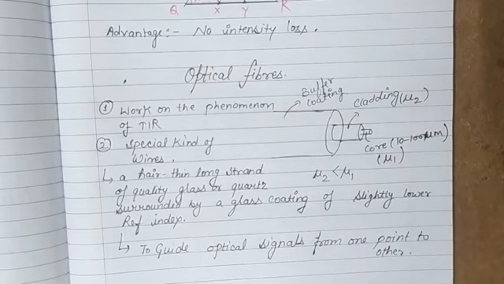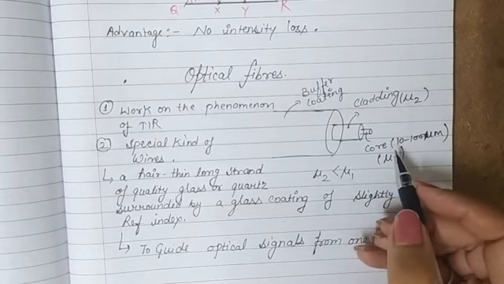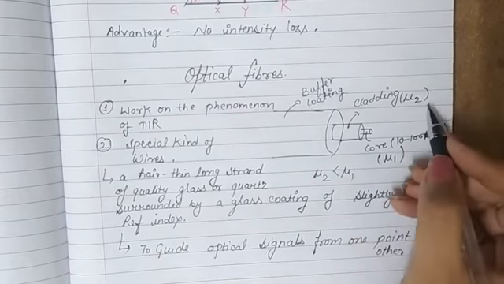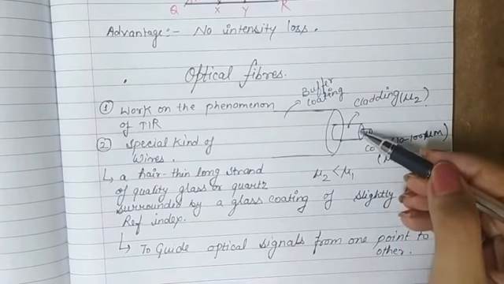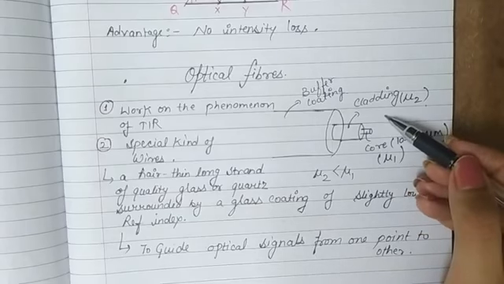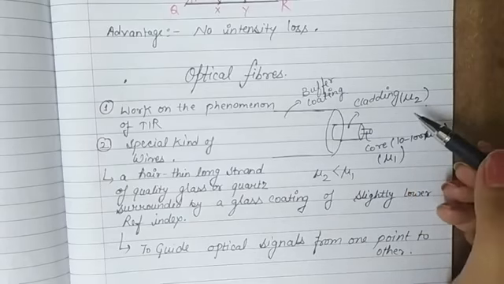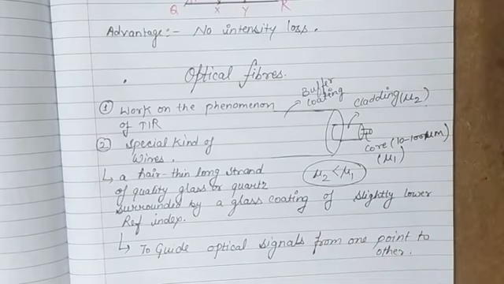After it, the core is surrounded by a glass or plastic jacket of refractive index mu2. So this core is again coated by a jacket kind structure. It can be of glass or plastic and have refractive index mu2 such that mu2 is less than mu1. We have to keep this in mind. The material that we use for cladding has refractive index lower than that of the material in core.